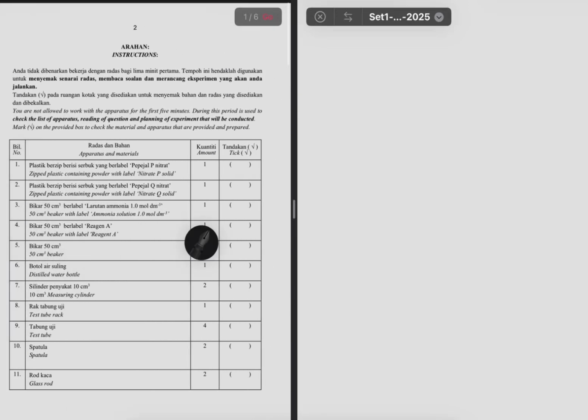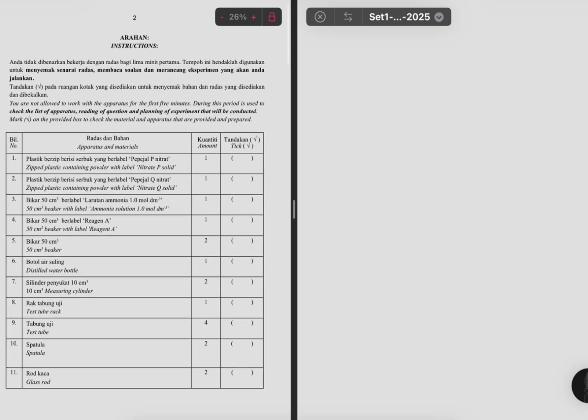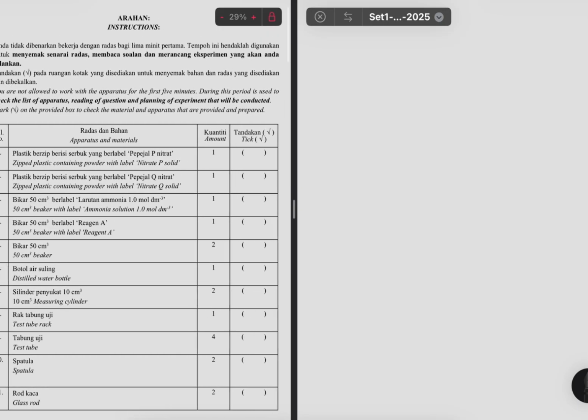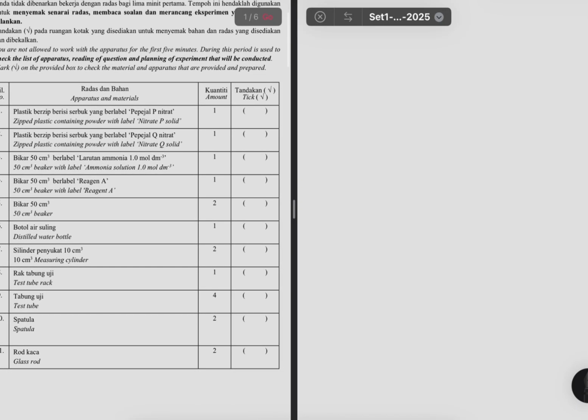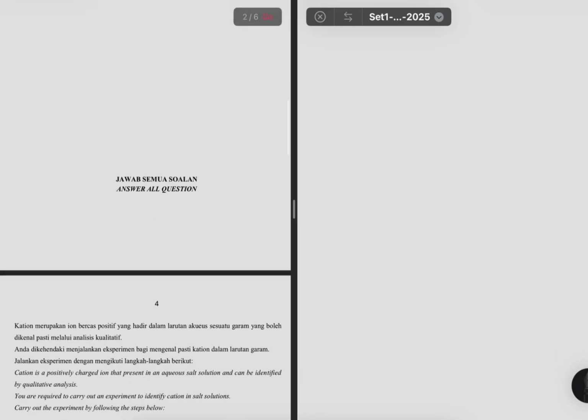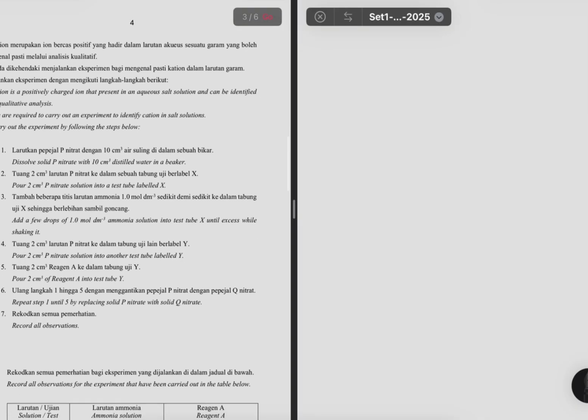Hi everyone, so today I will be doing Chemistry Paper 3 Johor 2025 trial. So let's learn how to do amali together with me. So this is all of the apparatus and materials, so just take everything during the exam. We're not going to do that for this, we're just going to skip that. So let's read the procedure.